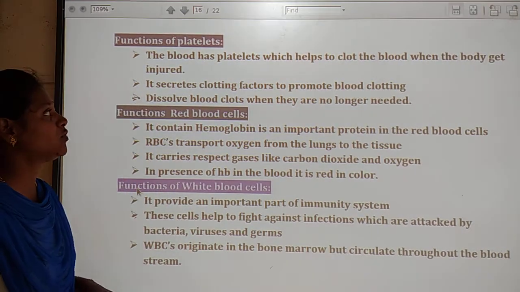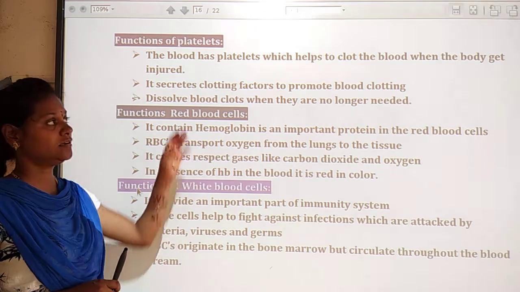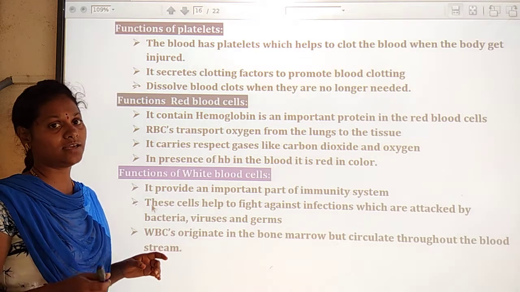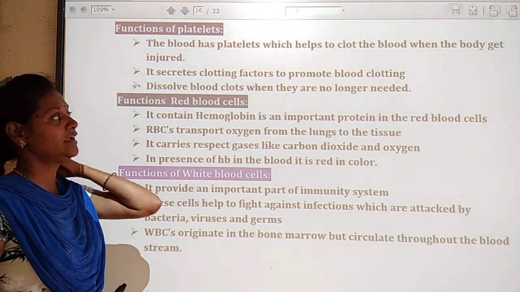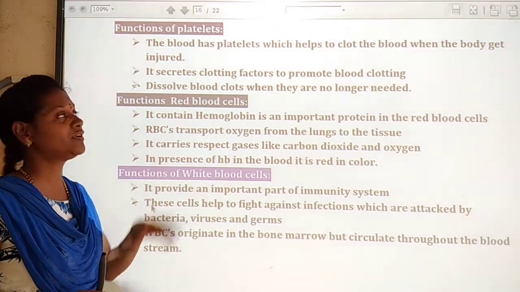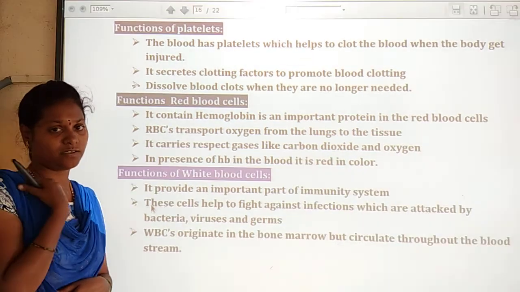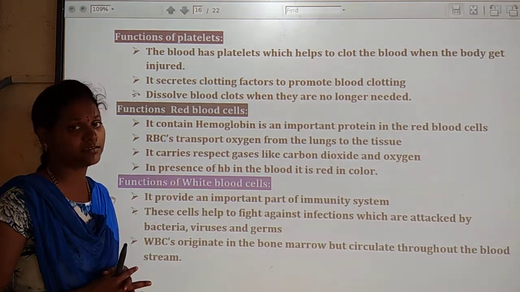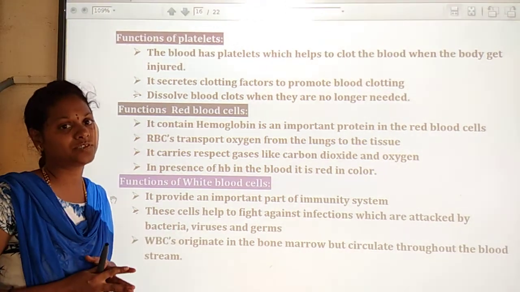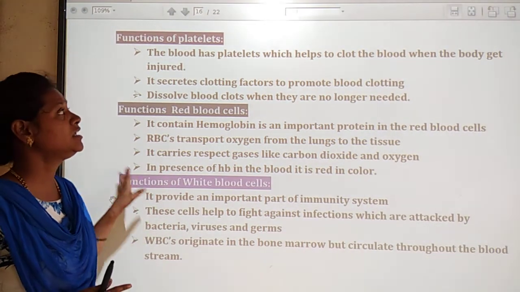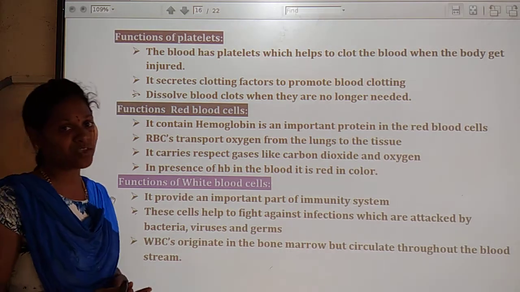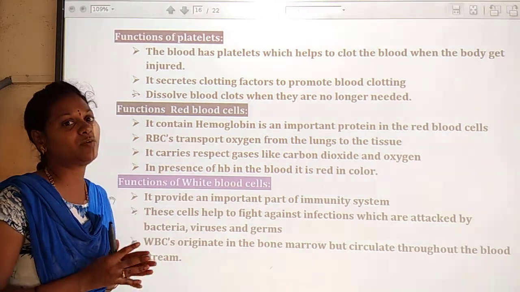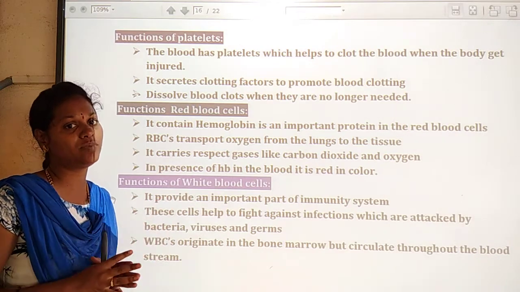So it helps to clot the blood. And also when we get injured, at that time the blood clots in the presence of the platelets in our body. And here it secretes some clotting factors. So how does the blood clot in our body? Here the platelets secrete some clotting factors which help to clot the blood when we get injured.